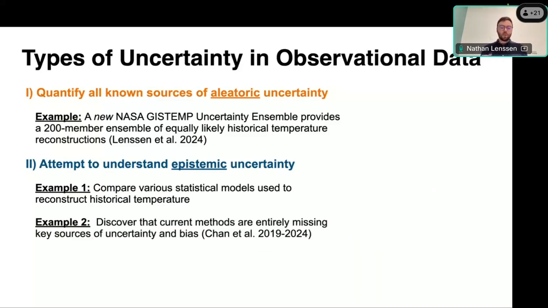And then people like Duo Chan come along and blow everything out of the water. There's been a pretty ridiculous line of work over the past 5+ years by Duo Chan showing that we're really missing some key uncertainty and bias in our surface temperature record.